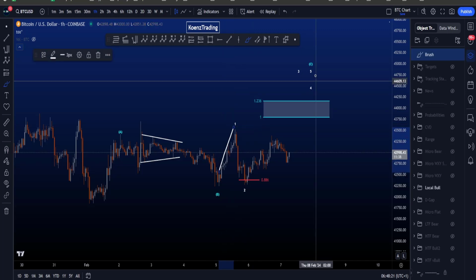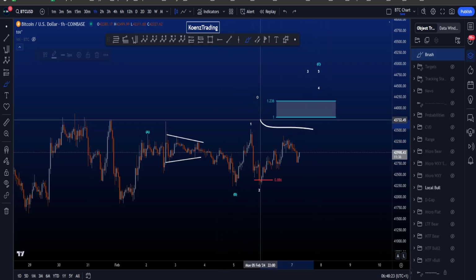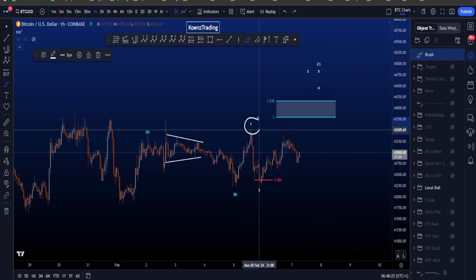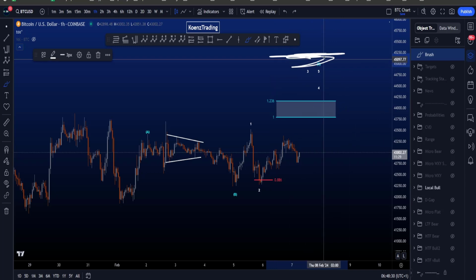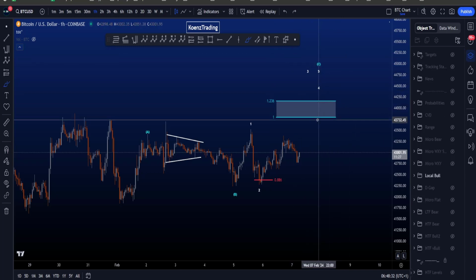If this is a wave 1 of your wave C, because the target area for your C is this box over here. And if this is your wave 1, with the wave 3 target area usually being like the 1.618, somewhere up here, probabilities are not that high that this is gonna hold, of course.